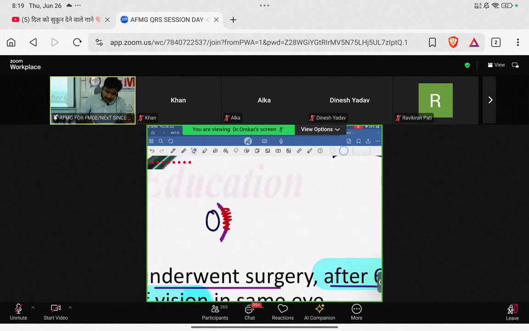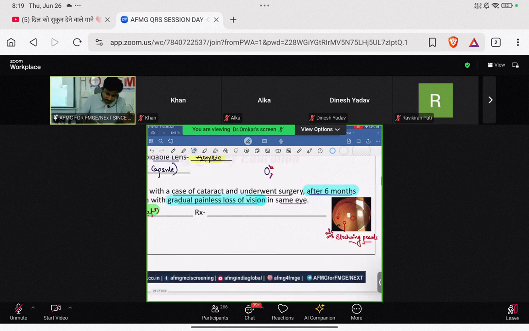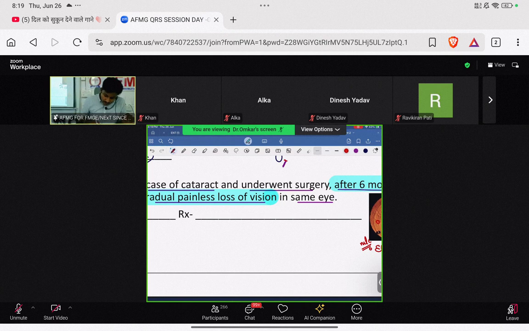Very good. We are going to make an opening, beta, with the help of the Nd:YAG laser. I am going to create an opening in the posterior capsule, and that is called posterior capsulotomy, बच्चे. ठीक है? So please remember, the treatment of posterior capsular opacification is done by a method known as posterior capsulotomy, and for posterior capsulotomy, बच्चे, the laser that we use is known as the Nd:YAG laser.